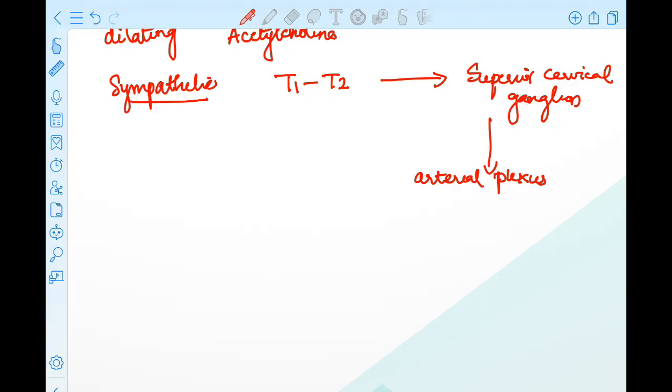The stimulation of the sympathetic nervous system will lead to the production of thick, mucus-rich saliva. In the case of the parasympathetic, I told you that it was more of watery saliva, but here we have thick, mucus-rich saliva because vasoconstriction of the blood vessels is happening, which leads to the production of thick mucus-rich saliva. And here, which is the neurotransmitter present? It is noradrenaline.